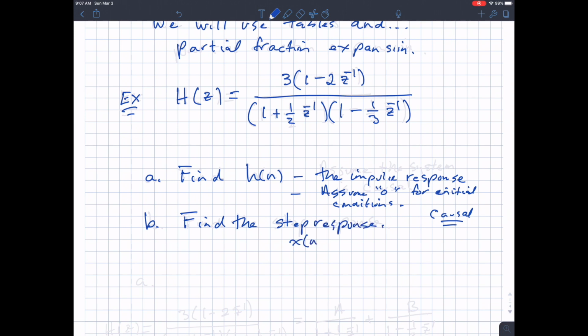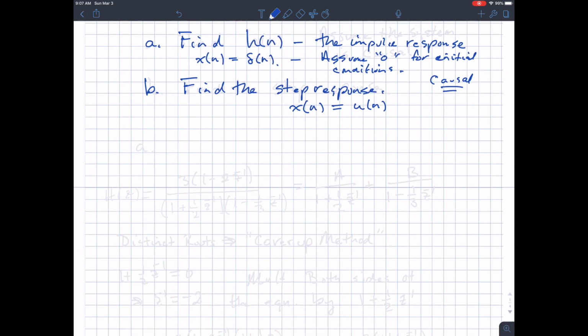Okay, so for the step response, x of n is a unit step. For the impulse response, x of n is delta of n. So for part A, if you have x of n as a delta function, x of z is just 1. So our output y of z is the same thing as h of z, and so I rewrite that here.